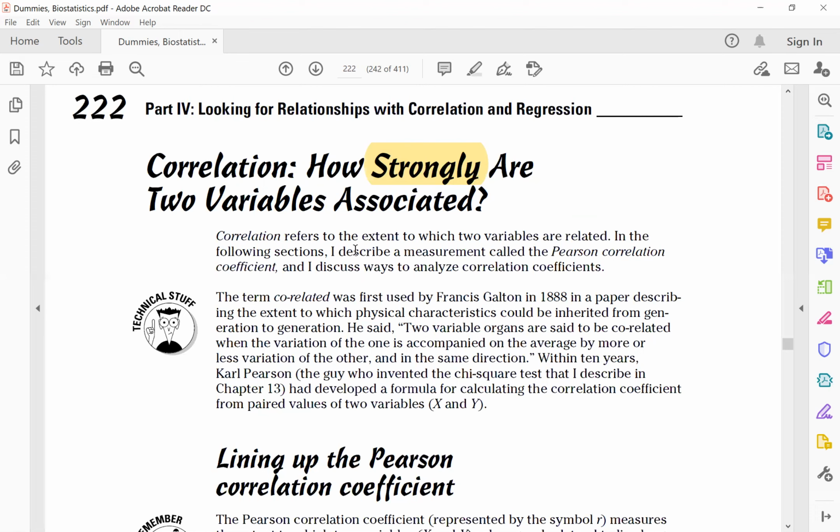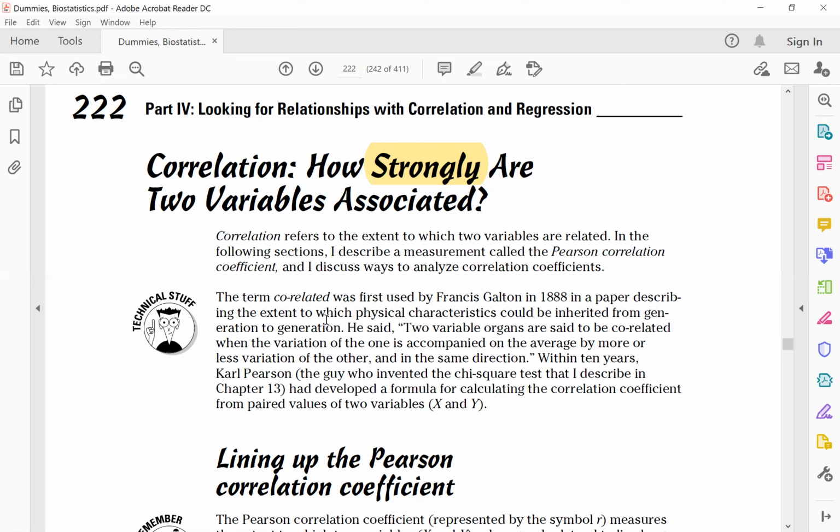Correlation refers to the extent to which two variables are related. In the following sections, you're going to see the Pearson correlation coefficient. Pearson is a scientist, right? So the Pearson correlation coefficient, and ways to analyze correlation coefficients.